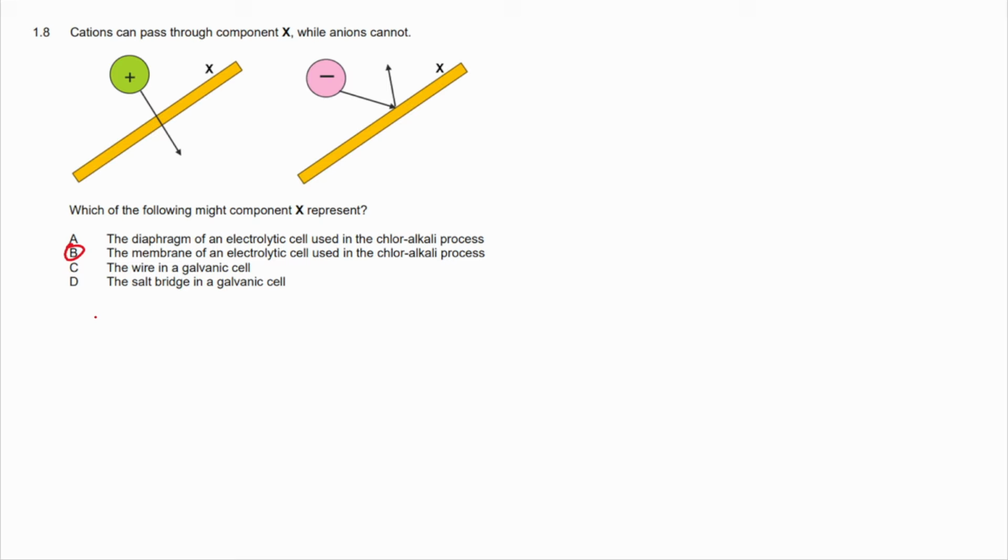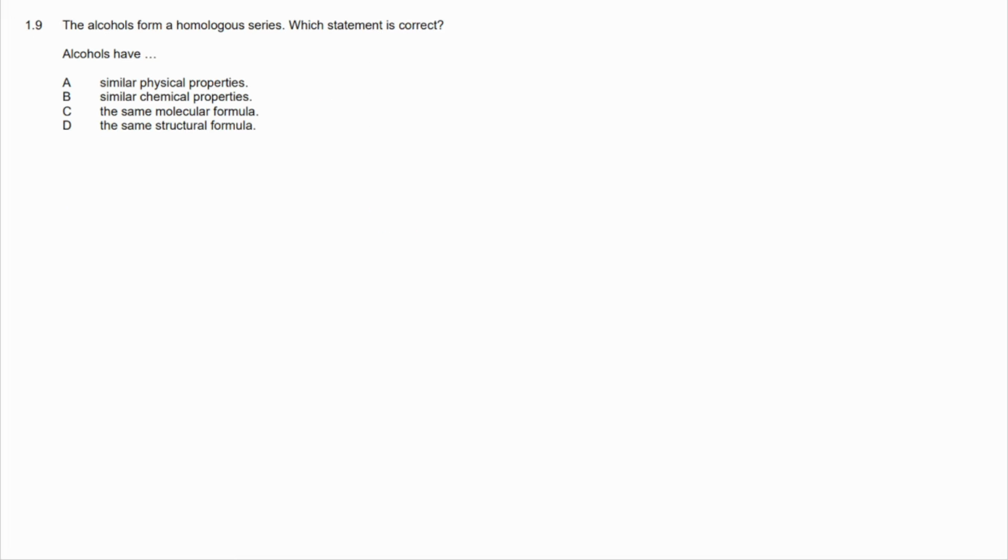The diaphragm cell does allow the anions to go through. That's why it affects the purity of the NaOH, the sodium hydroxide coming out. And it's not the wire in the galvanic cell, and it's not the salt bridge in the galvanic cell. So 1.8 is B.